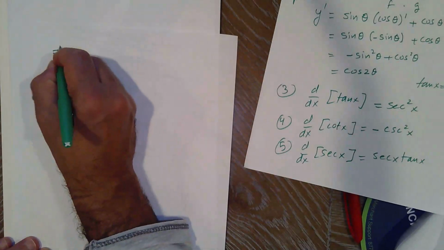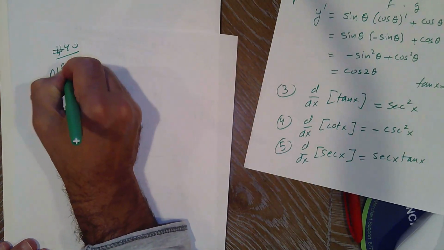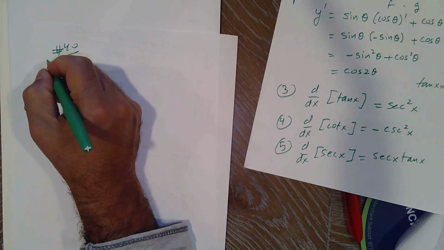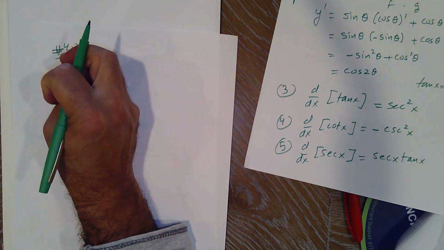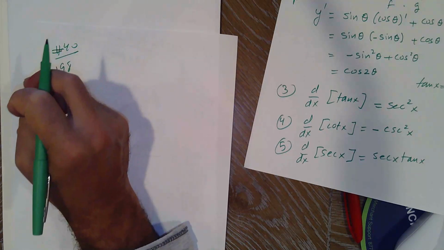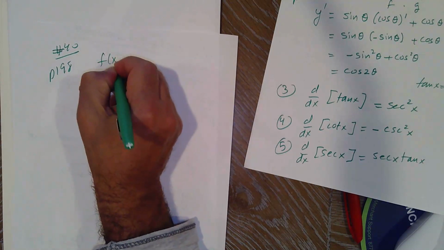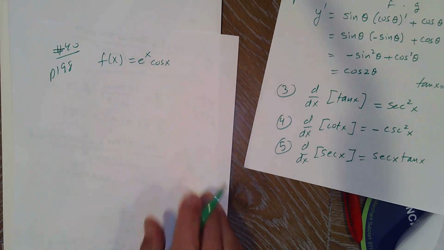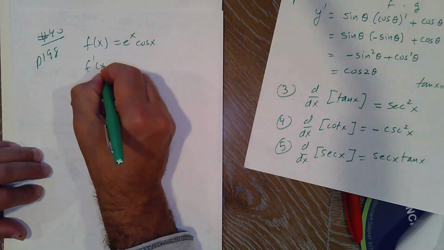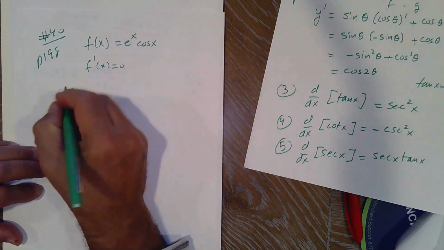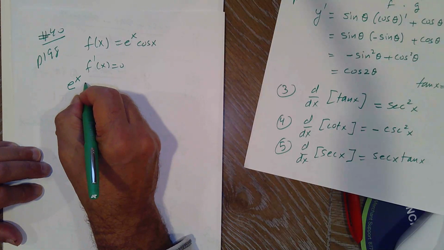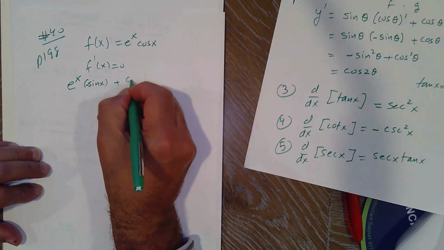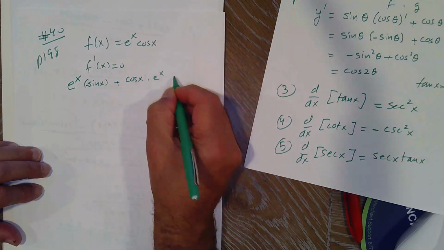Number 40, page 198. It says for what value of x or values of x does the graph have a horizontal tangent? Remember, horizontal tangent is when the slope is 0, so f prime of x equals 0. Using the product rule, you fix f times derivative of g. Derivative of cosine is negative sine. You fix g, derivative of e to the x, equals 0.